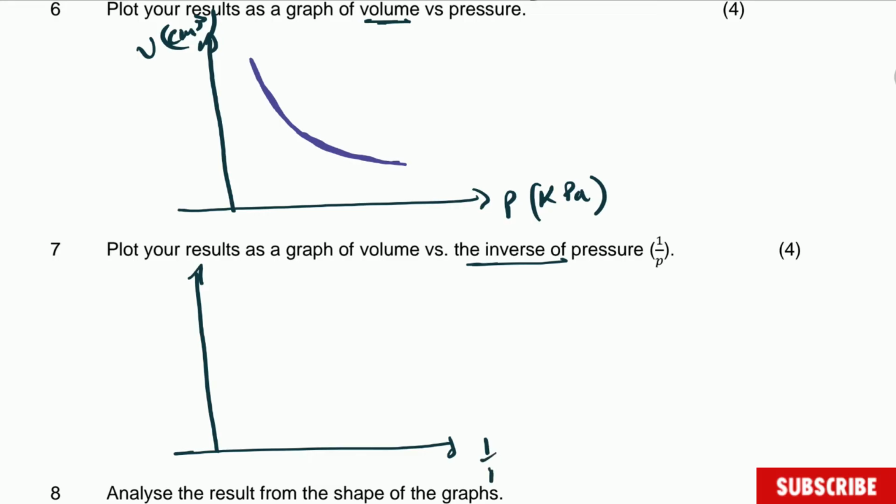So it's 1 divided by pressure. And then here is volume. You must write the unit. I am not going to do so, but you must. And if you do this one, the shape of the graph should be a straight line. Straight line, not necessarily starting from 0, but it is going to be a straight line. It does not have to start from 0.